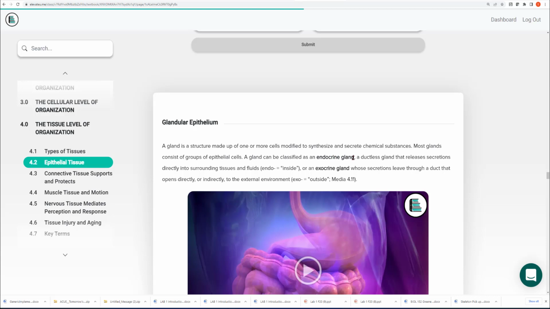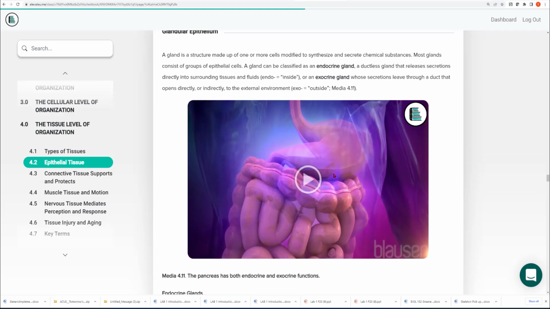Endocrine glands, you know, are all of the glands that release hormones. Exocrine glands would include things like your sweat glands, your tear glands, your salivary glands that make spit, even your digestive juices made by your stomach and your intestines, because they can be released out of the body, are considered exocrine glands.